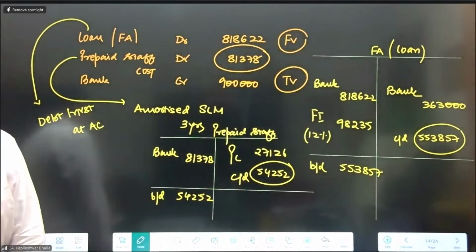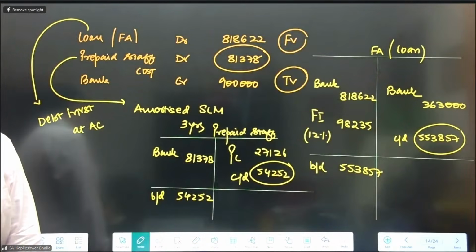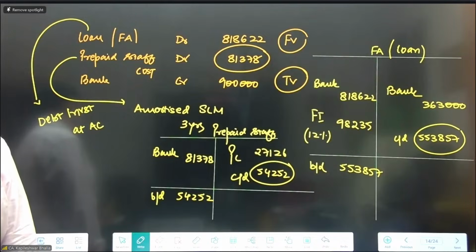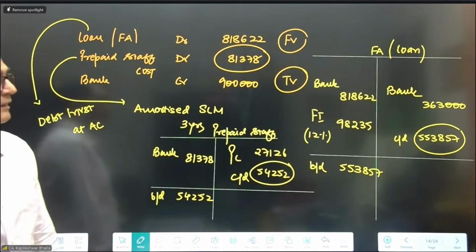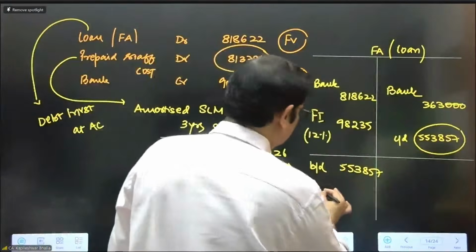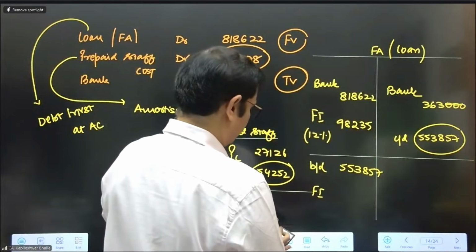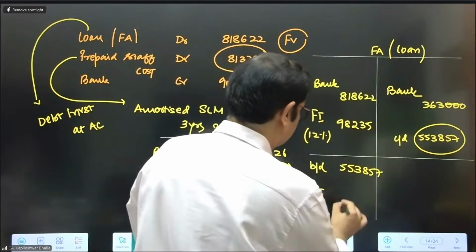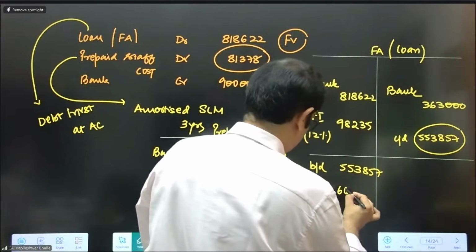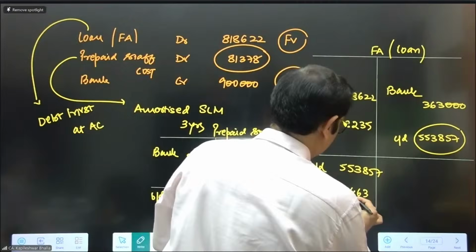So let's get your insights now. What am I supposed to do now at this particular stage? What are the calculations which are required to be done? First, I think we can definitely calculate the finance income at 12%. So 553,857 at 12% is 66,463 rounded off.